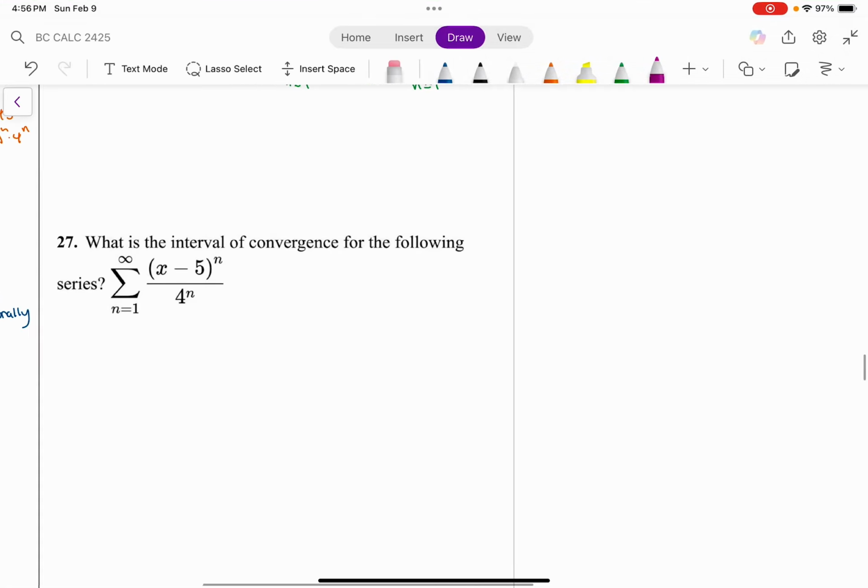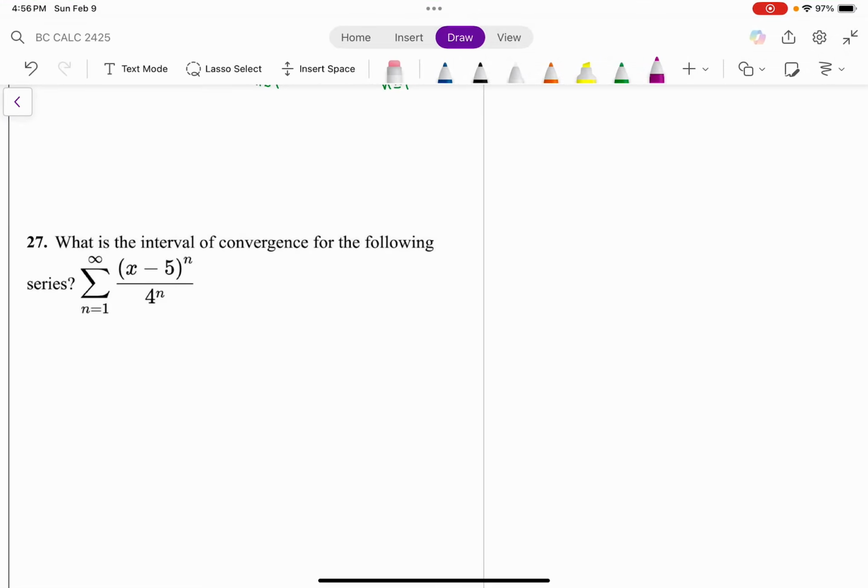All right, so if you're watching this video, this question here where it says what is the interval of convergence for this series, it's a good one because it can be done one of two ways. The quickest way to do this problem is to notice it's a geometric. Okay, how would you notice that?